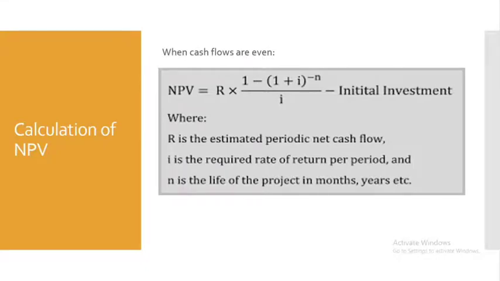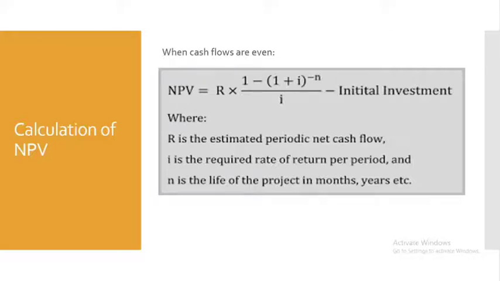Now, when cash flows are even, let's just say the cash flow for year 1 was 10 lakhs and the cash flow for year 2 is also 10 lakhs and it goes on moving at the same pace, which basically means the cash flow throughout the period of the project is constant. In that case, this particular formula that we have will be helpful.